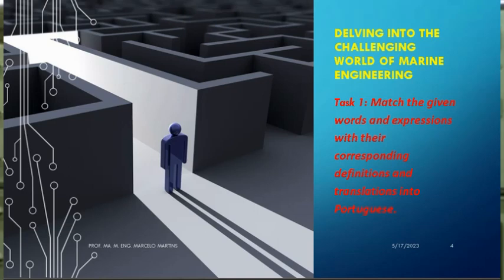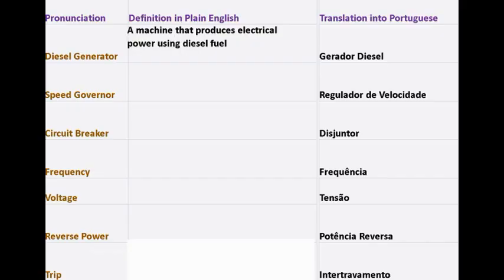So now it's time to work a bit more, okay? This is our task 1. Read it carefully, please. Okay, now let's consider the first expression, that is to say, diesel generator, okay? I did it for you as an example, right?